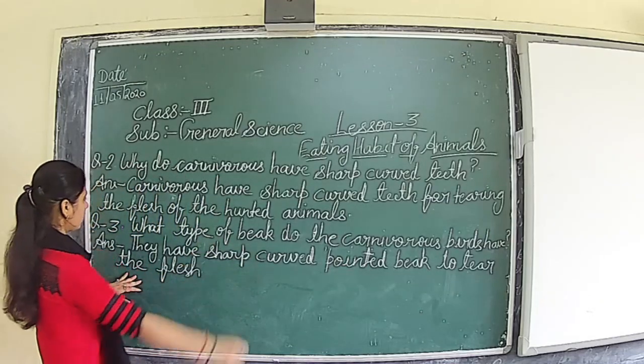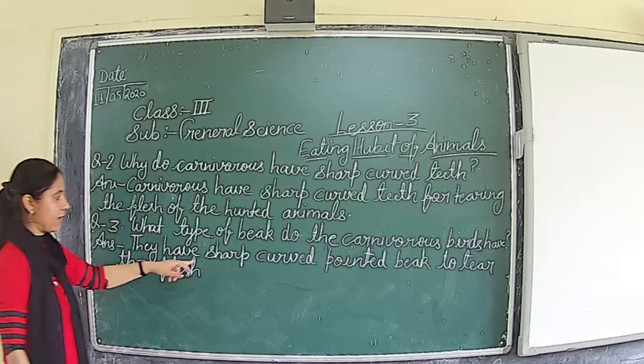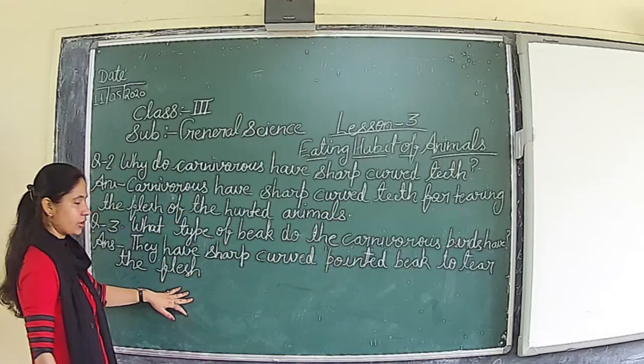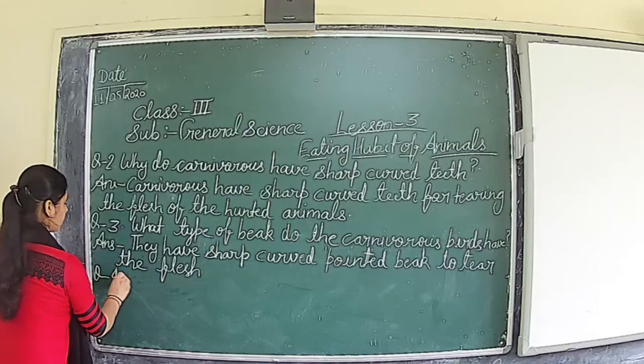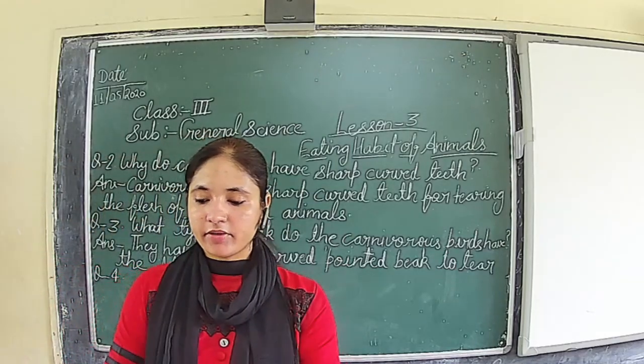So what will be the answer? The question is, what type of beak do the carnivorous birds have? They have a sharp, pointed beak to tear the flesh. Okay? Next question, question number 4, is: what is a food chain? Explain with the help of a diagram.